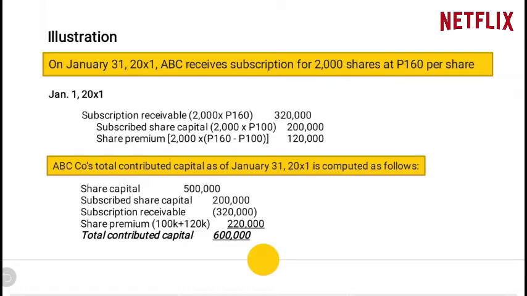So, the total contributed capital of ABC Company is computed as follows. Share capital is 500,000, subscribed share capital is 200,000 less subscription receivable, since it is considered as a contra equity account, which is 320,000, and share premium of 220,000 from the sum of our beginning and ending journal entry of share premium.